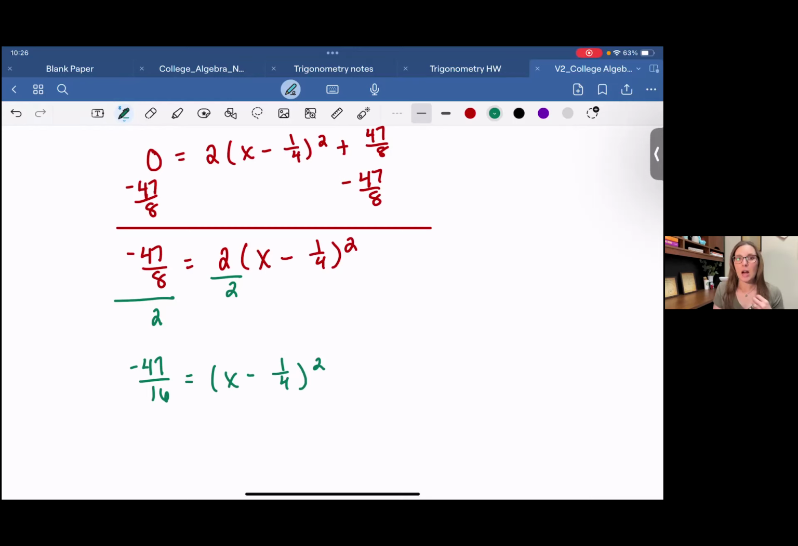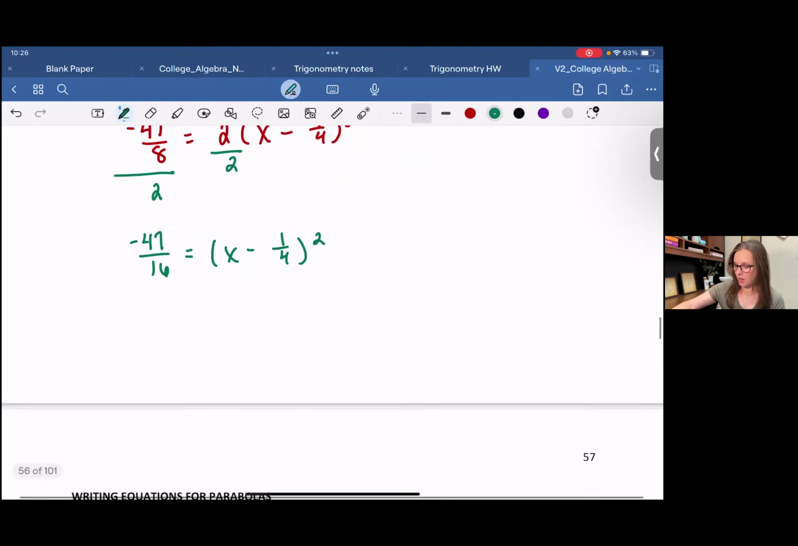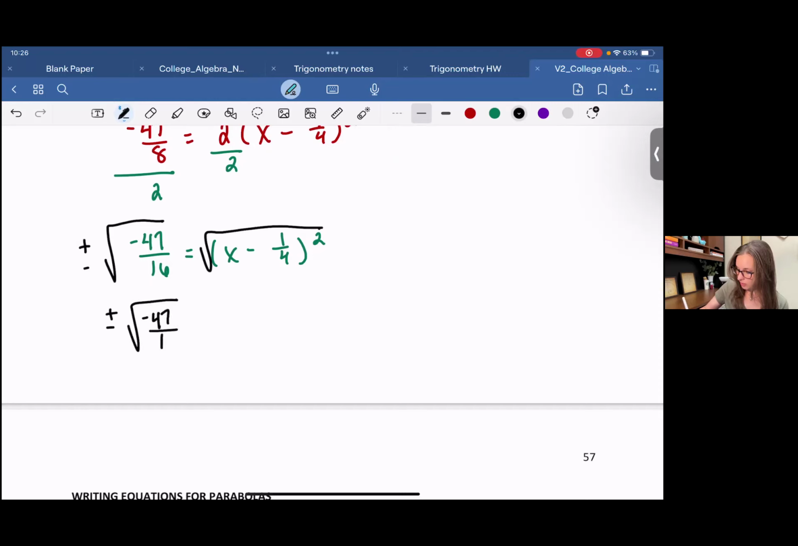How can I get it outside of the parentheses? What's the opposite of squaring? We take the square root. So that's going to be my next step. Change colors again. Square root. Oh, I made that ugly. Square root. Don't forget your plus or minus because we have two options there. Plus or minus square root negative 47 over 16 equals x minus a fourth.